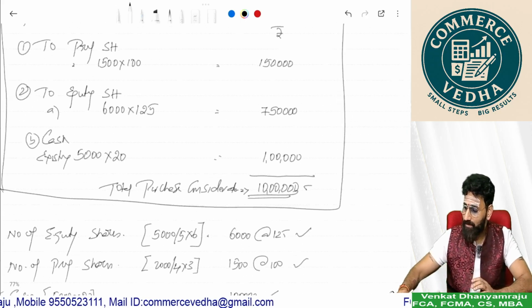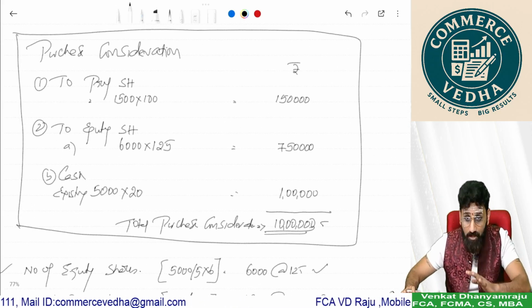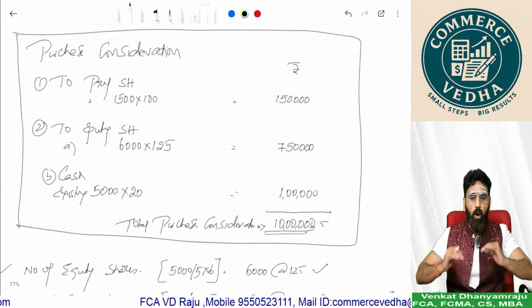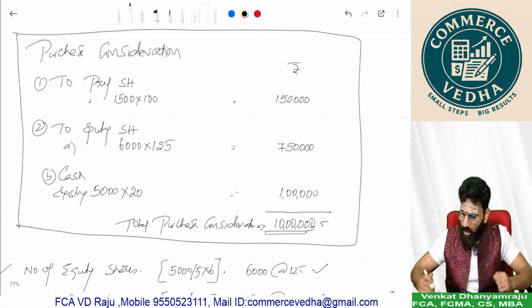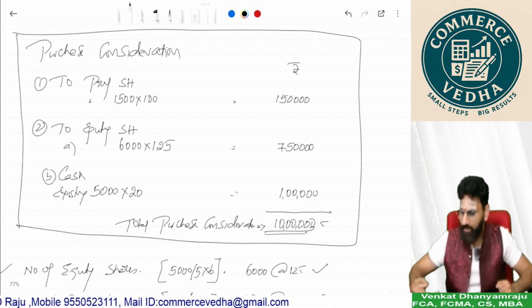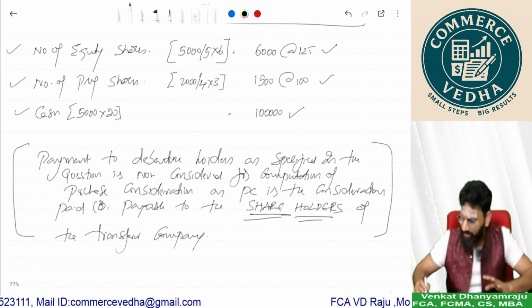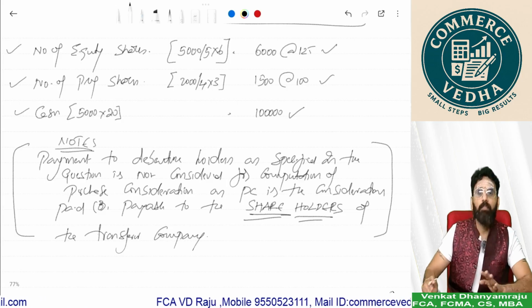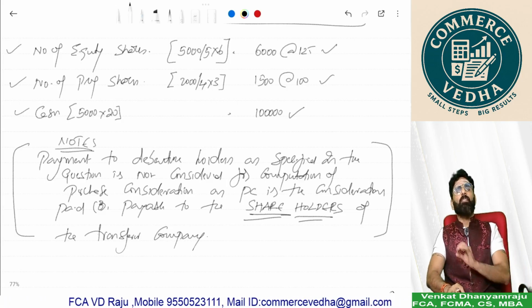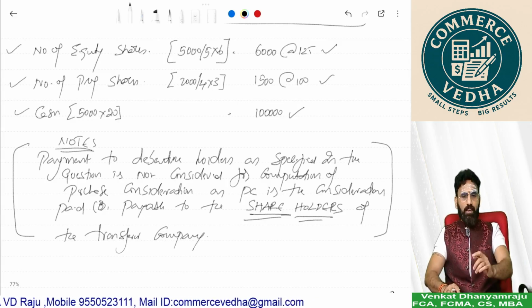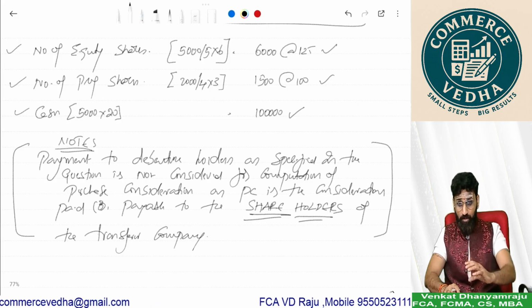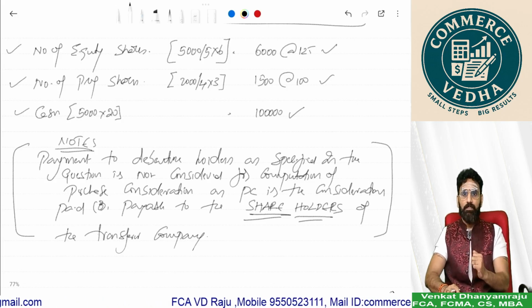Hope this sum is clearly understood. How to read the question, how to identify the method, how to present the answer, and also how to give the exception in the form of notes is discussed today. Hope it is very clear for you guys. Let us meet with another solution using the net assets method. Thank you.